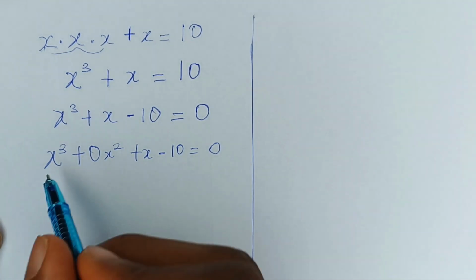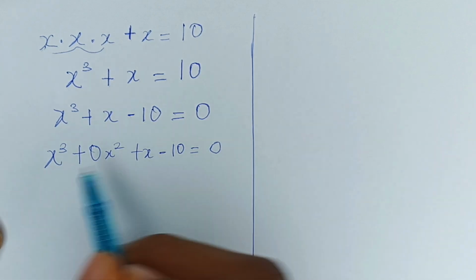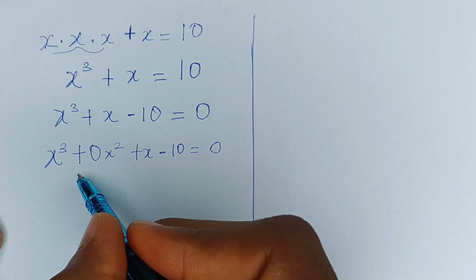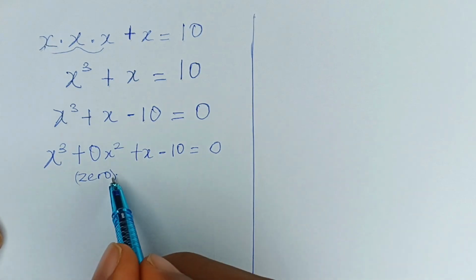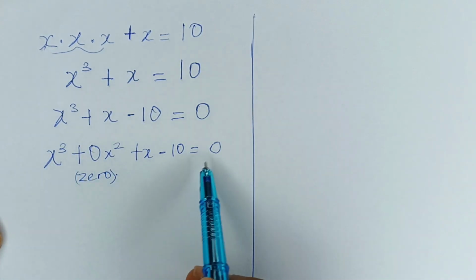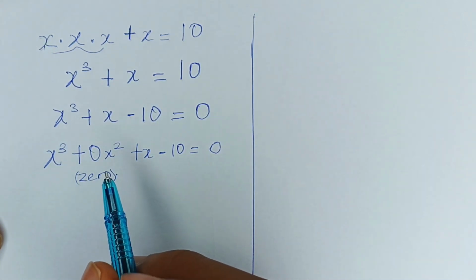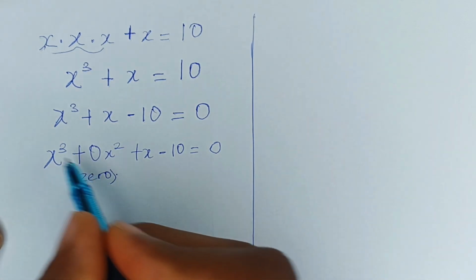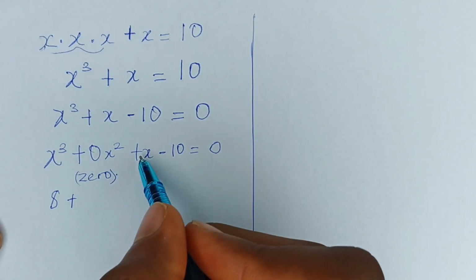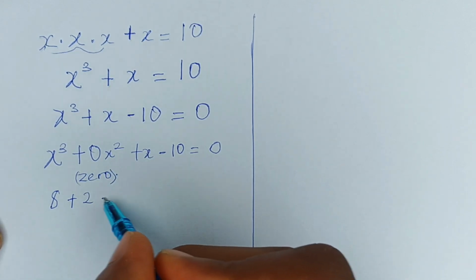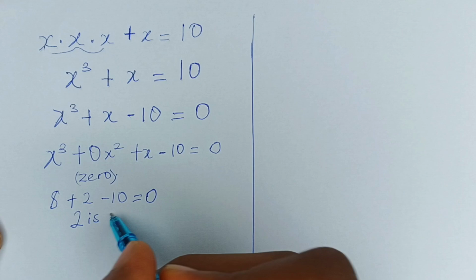Now, at this point, the first thing we have to do is to find at least one factor of this equation. Let's call it a 0 of this equation. And what's a 0 of this equation? A 0 of this equation is a number which substitutes for x to make this equation 0. So that number is, let's just pick 2. If I substitute 2 here, you're seeing 2 cubed is 8 plus 0 times this thing is already 0 plus 2 minus 10, and this is equal to 0. Hence, we say that 2 is a 0.